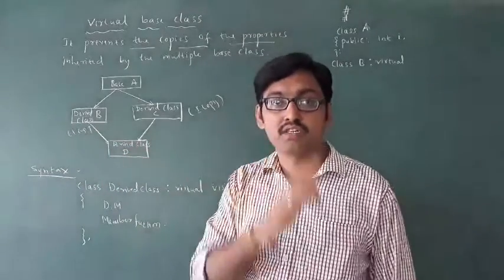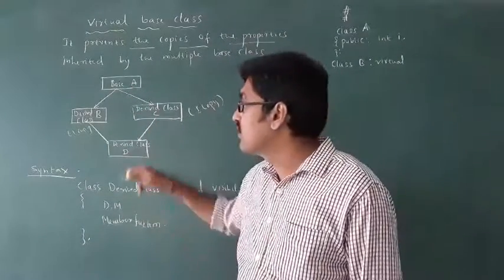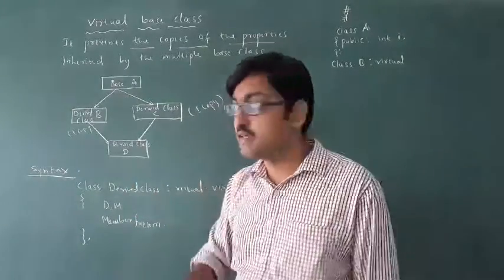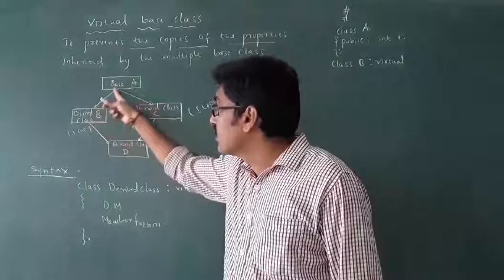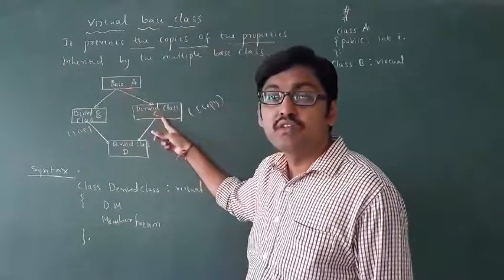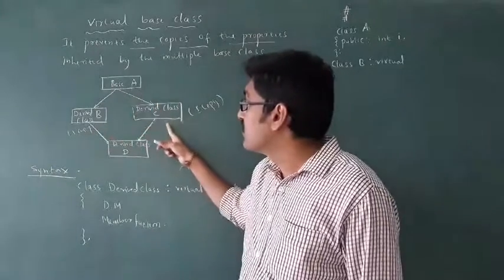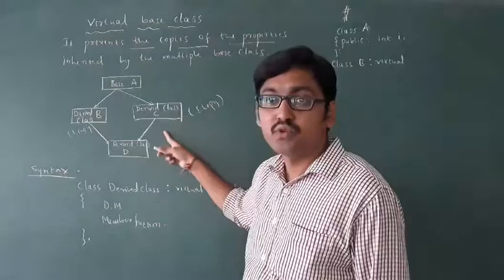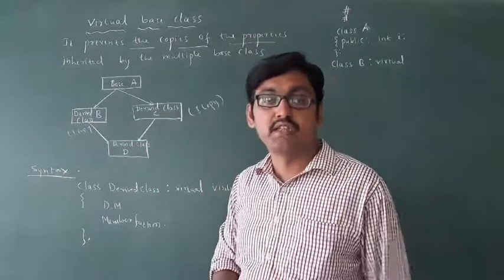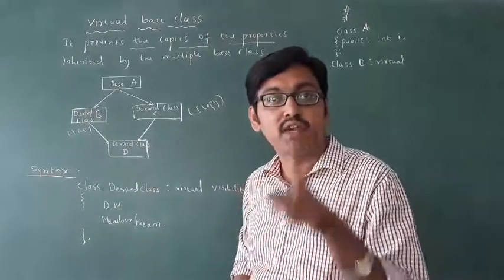If you want to inherit the A properties into D, then see, A's properties go to B, and A's properties go to C. One copy of A comes to B, and one copy of A comes to C. These two come at a time to D, and then you get an error. If two copies come, you get an error.